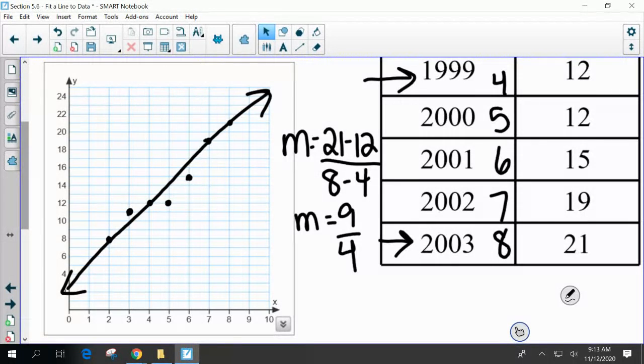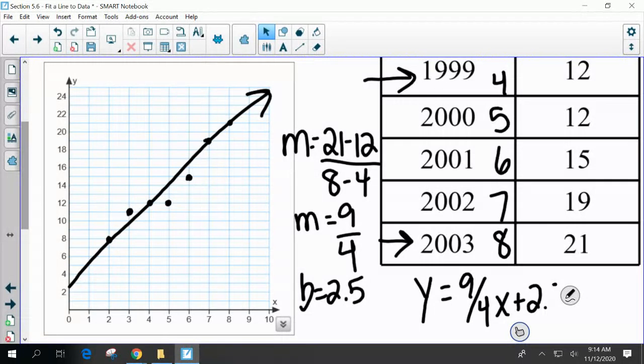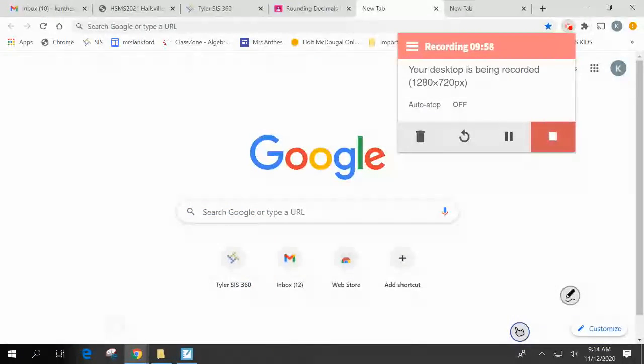Okay, so what does it look like my intercept is? If you had a rough guess. 2, 3, 5. 2. So it's right here. Like 2.5 probably. So then my equation would be y equals 9/4 x plus 2.5. Okay. Does everybody feel okay with writing the equation? Kind of. We're going to go to the next set of notes.